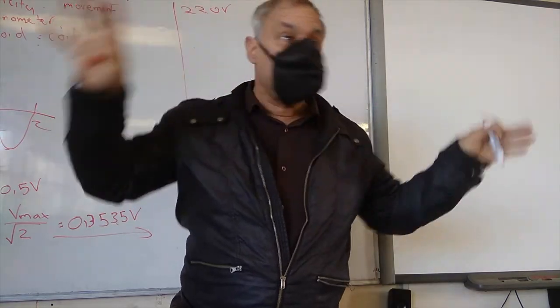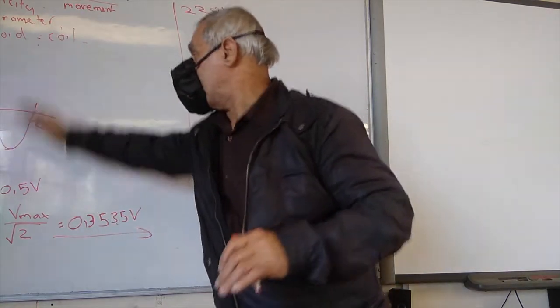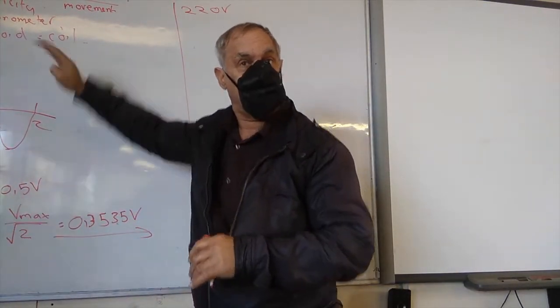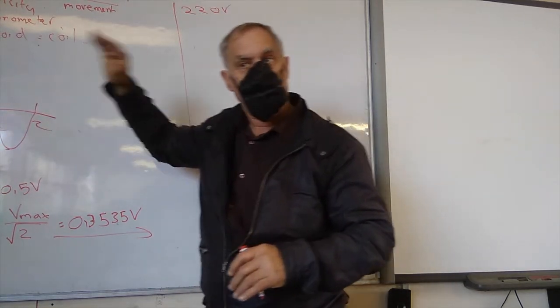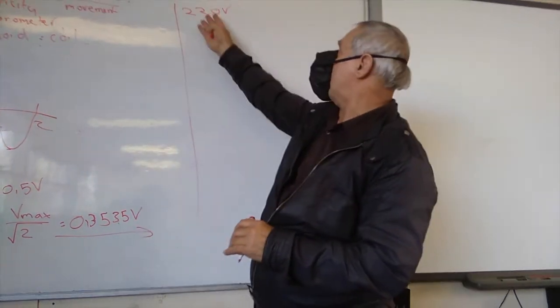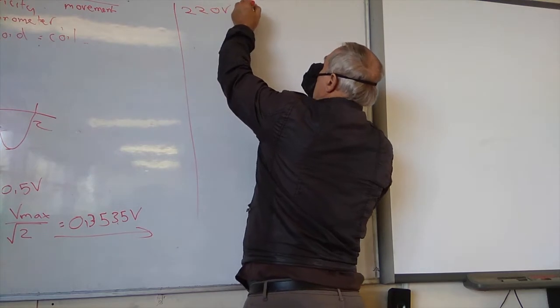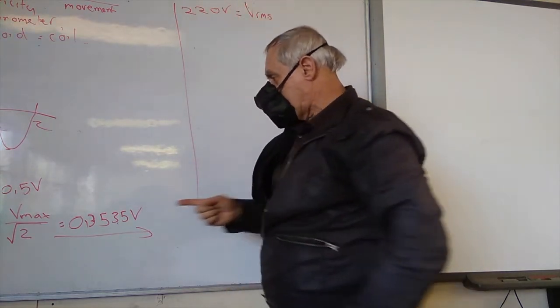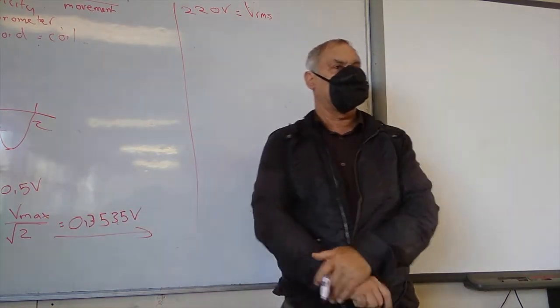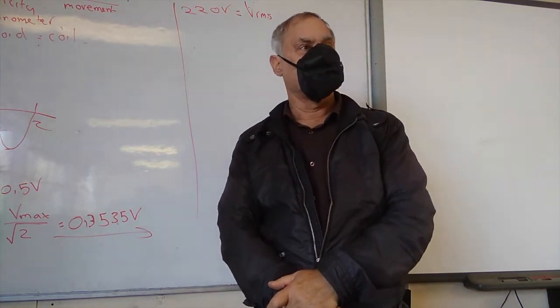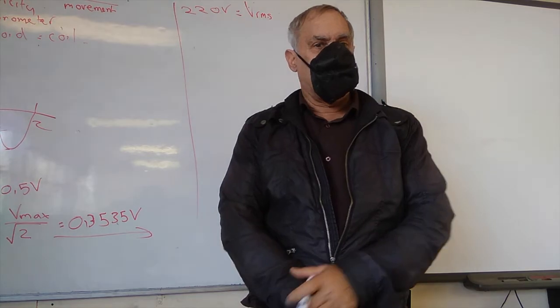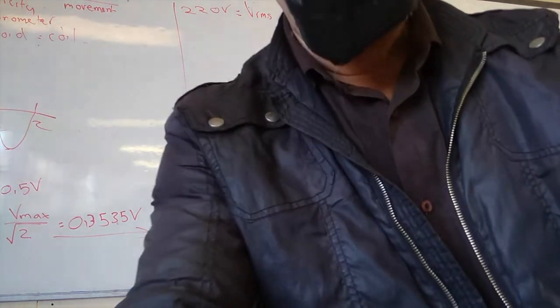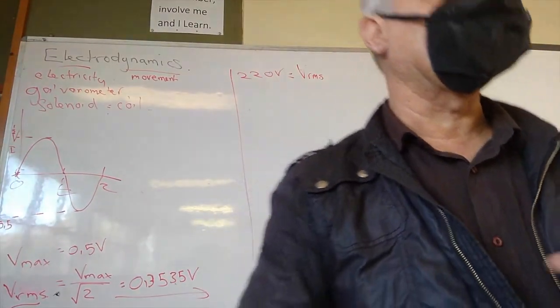But that's the average voltage. It's like this. It goes up, it goes down, up, down, up, down. On average, the root mean square is 220 volts. V root mean squared. So who knows how we can find what the maximum voltage is that Eskom generates? Any ideas how we can work out the maximum voltage that Eskom generates?